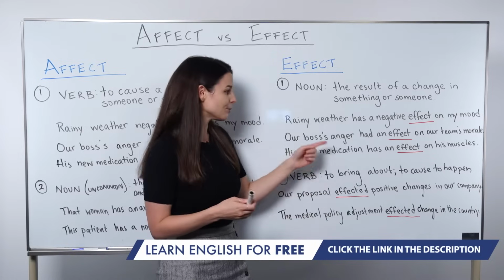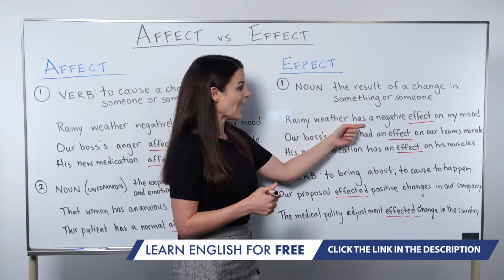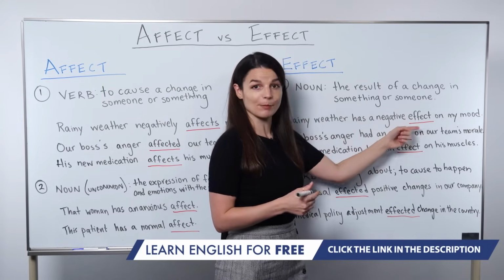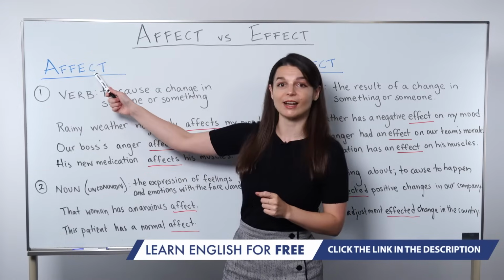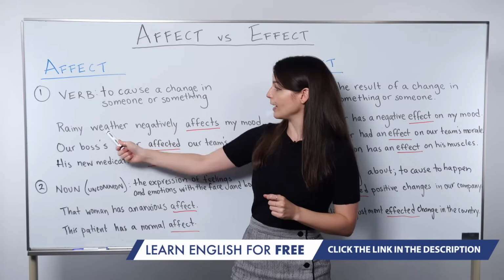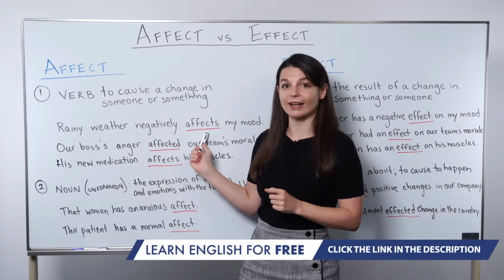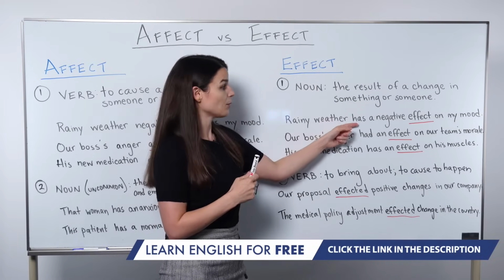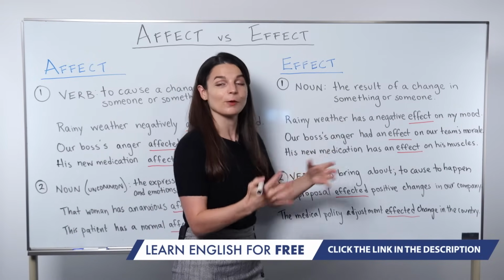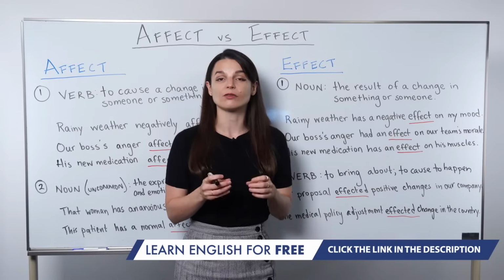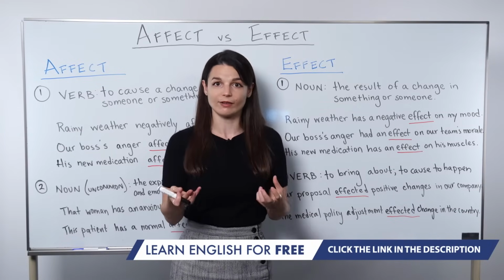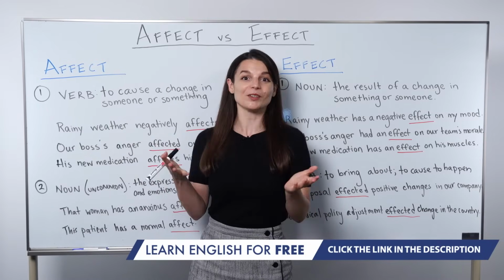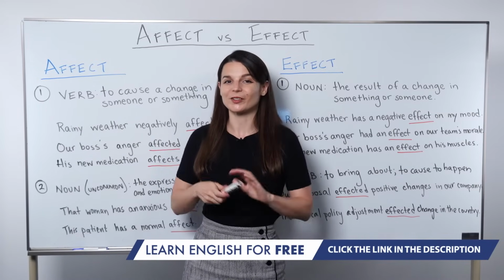So for that reason, we have rainy weather has a negative effect on my mood. In this sentence, when we used affect with an A, we said rainy weather negatively affects. Here we have to change the structure of the sentence. Rainy weather has an effect. To have an effect. You can kind of think of this as a set pattern, to have an effect. Both of these sentences are 100% correct. It's up to you to choose which one you want to use.